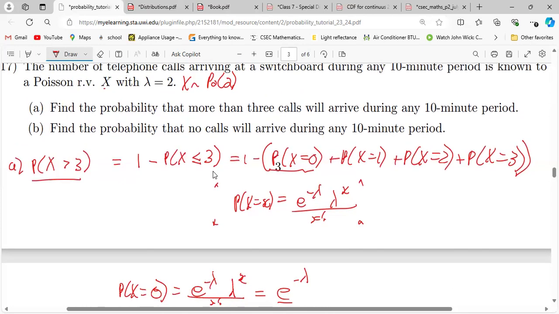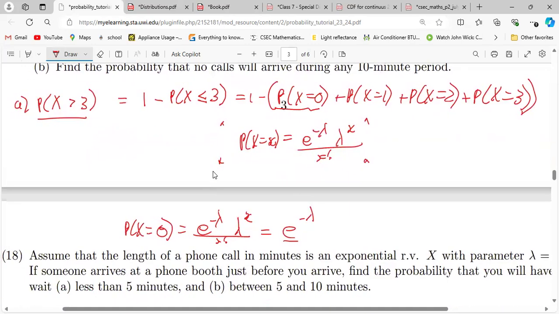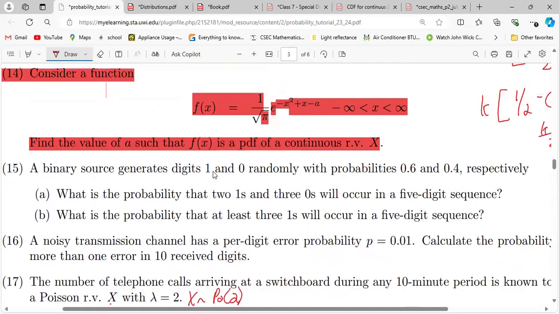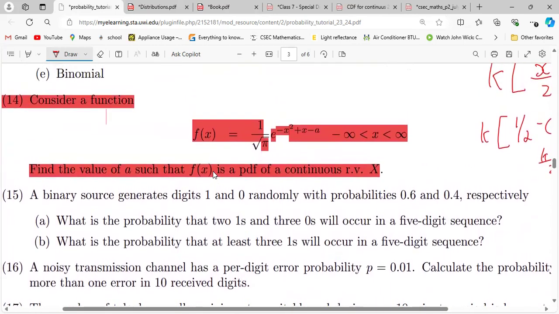So that was the first question. Number 18 is an exponential, which we'll get to. We have 15 and 16. I'll let her run through it, and I could do the maths after. So 15: a binary source generates digits 1 and 0 randomly, with probability 0.6 and 0.4.